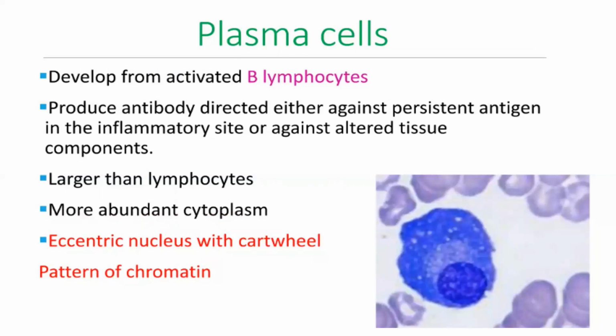Another mediator of chronic inflammation is plasma cells, which are derived from activated B lymphocytes. These activated B lymphocytes produce antibody directed either against the persistent antigen in the inflammatory site or against altered tissue components. Plasma cells are larger than lymphocytes, have abundant cytoplasm, and are characterized by an eccentric nucleus with a cartwheel pattern of chromatin.